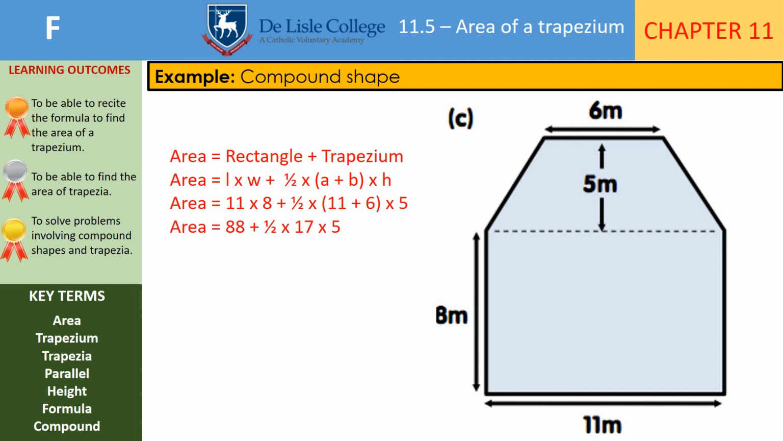So the first bit gives us 88. I've done my 11 plus 6 is 17. Second sum gives us 42 and a half. I think I did a half times 17 is 8 and a half, and 8 and a half times 5 is 42 and a half. So our total area is 130.5 metres squared. I would copy that one down as an example, and then there's another one we're going to work through on the next slide. Pause the video while you do that.